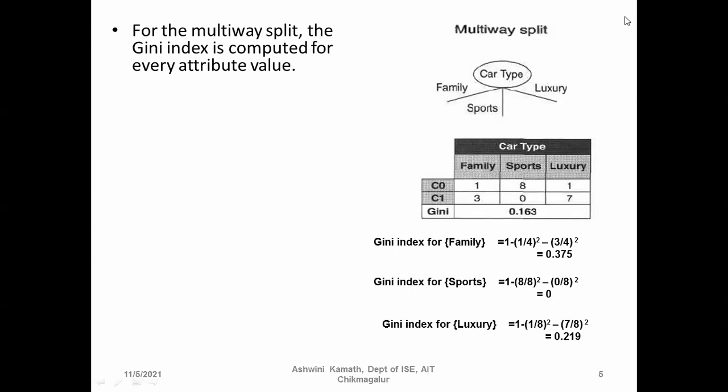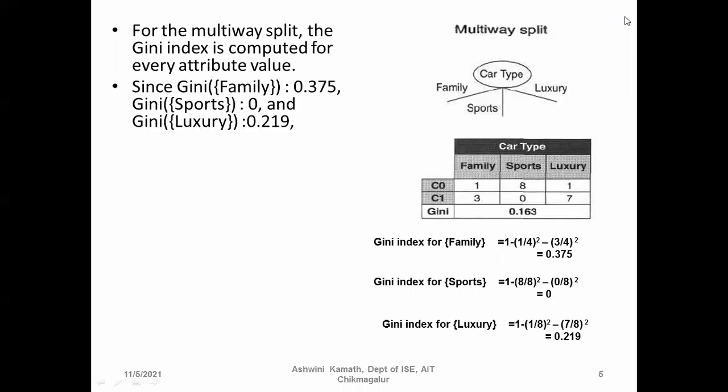And then the Gini index for luxury is equal to 1 minus (1 divided by 8) whole square minus (7 divided by 8) whole square, which is equal to 0.219. Okay, so these are the Gini index values we have got for the family, sports, and luxury car types.